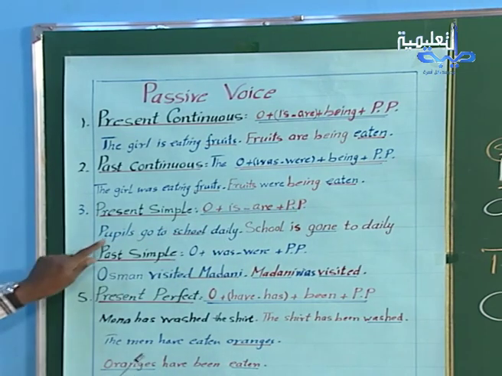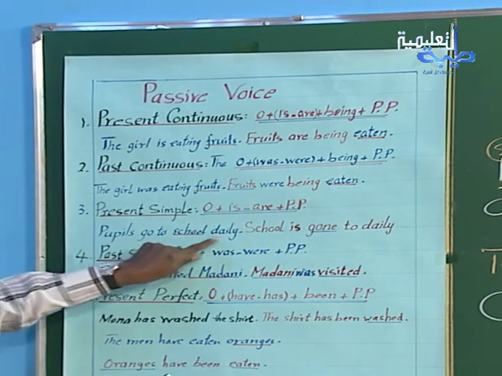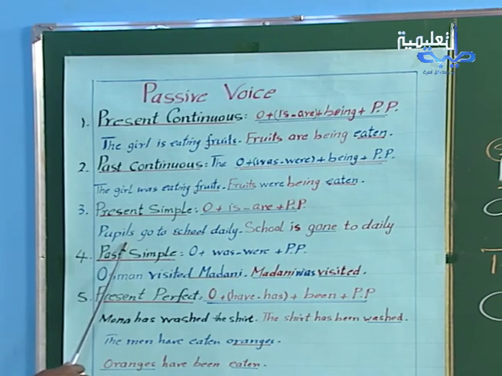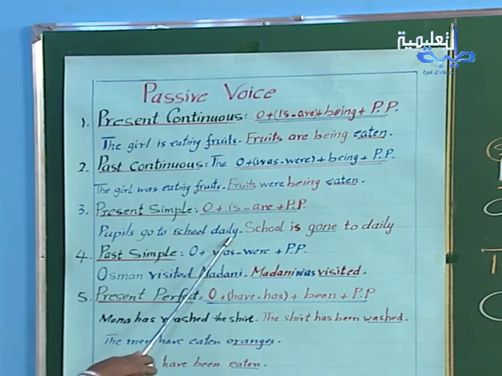For example, pupils go to school daily. Go here is infinitive. Why? Because it comes after a plural. In the present simple, when a verb comes after a plural noun, we are going to leave it or make it infinitive. So the pupils go to school daily.